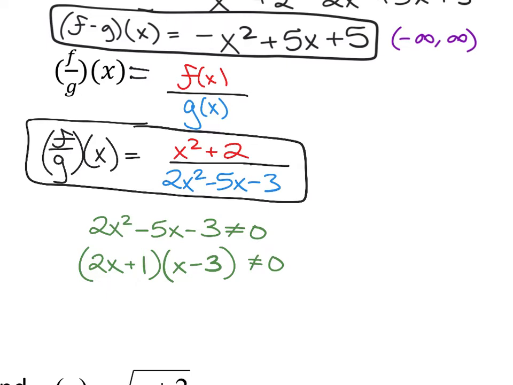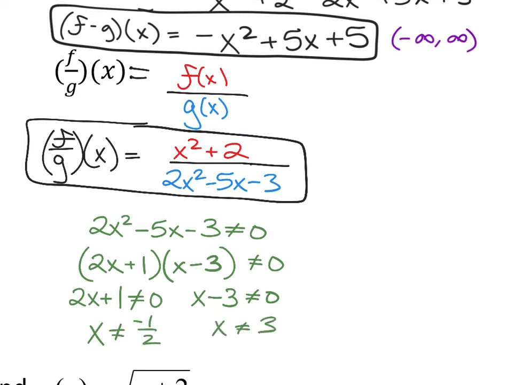Great, we factored. And now we set each factor not equal to 0, because if one of those is 0, the whole thing is 0. That's the zero product property. And we solve for x. X cannot be negative 1/2, and x cannot be 3. Now my domain when I started was all real numbers. However, we know it cannot be negative 1/2, and it cannot be 3.